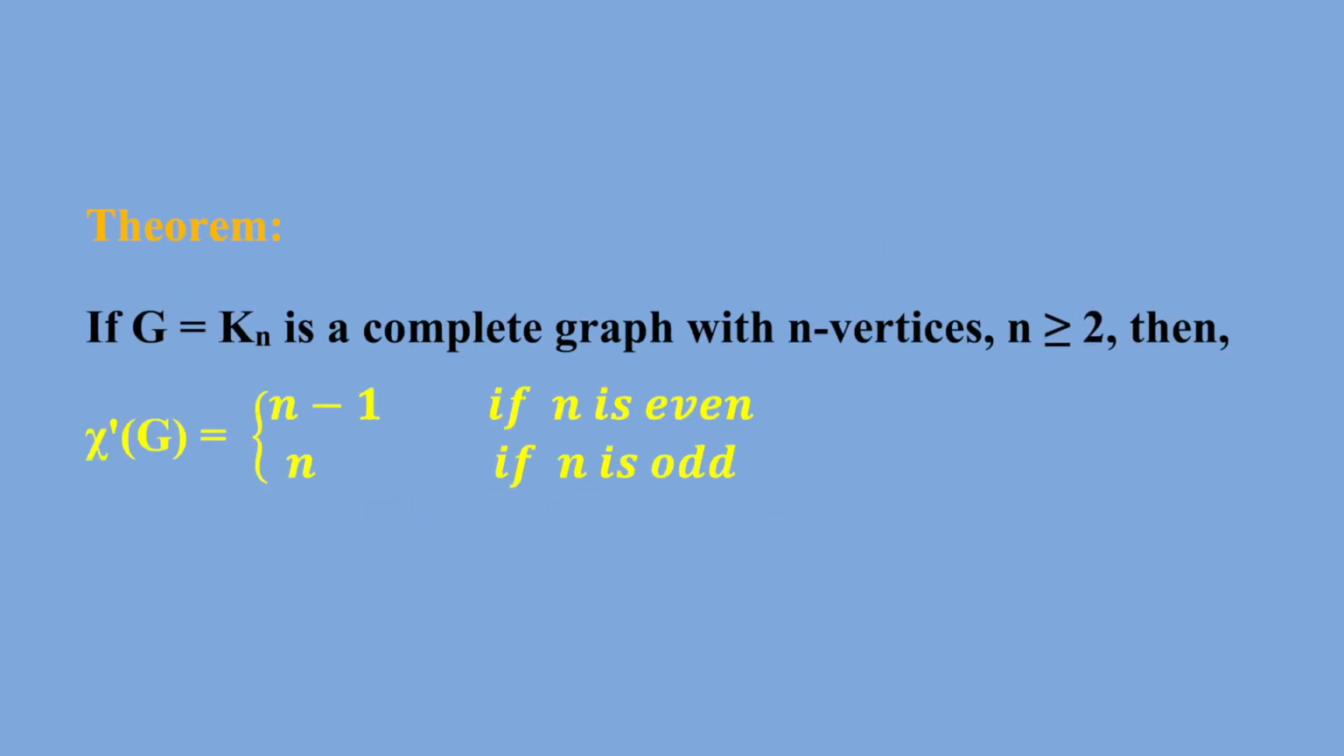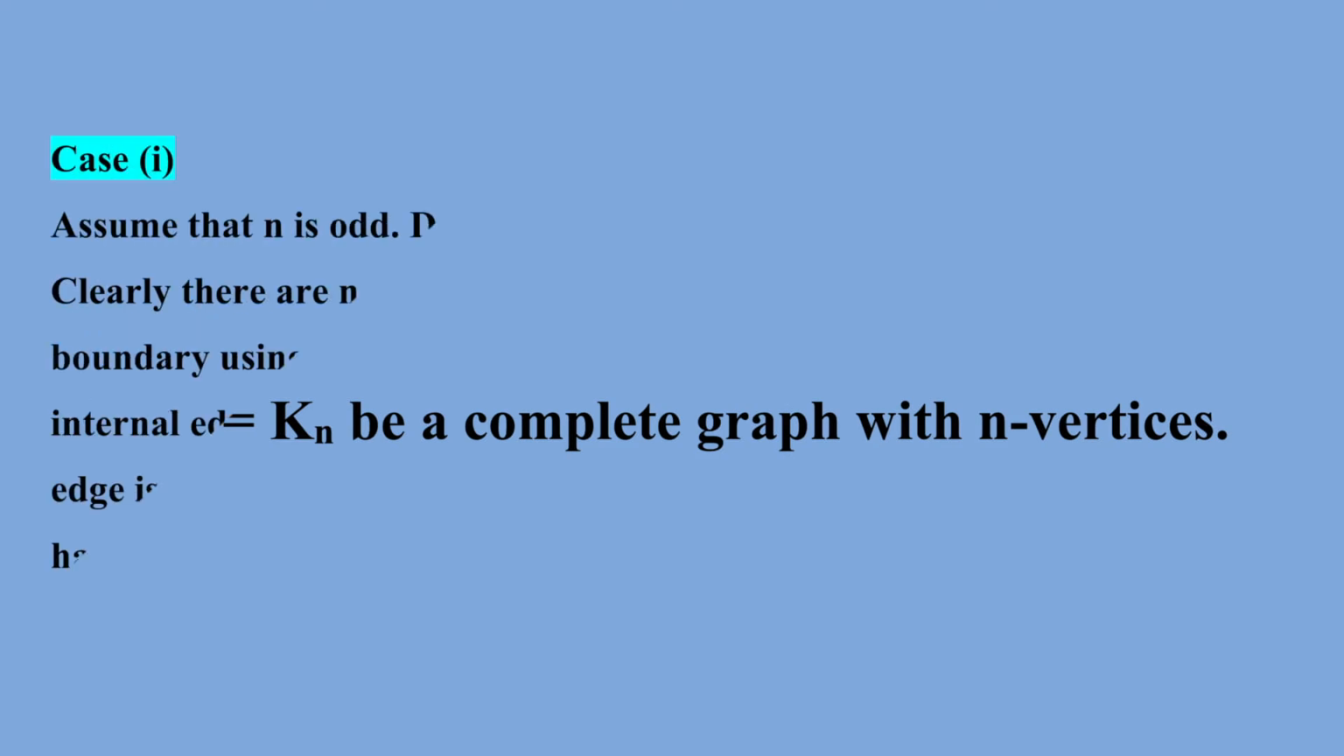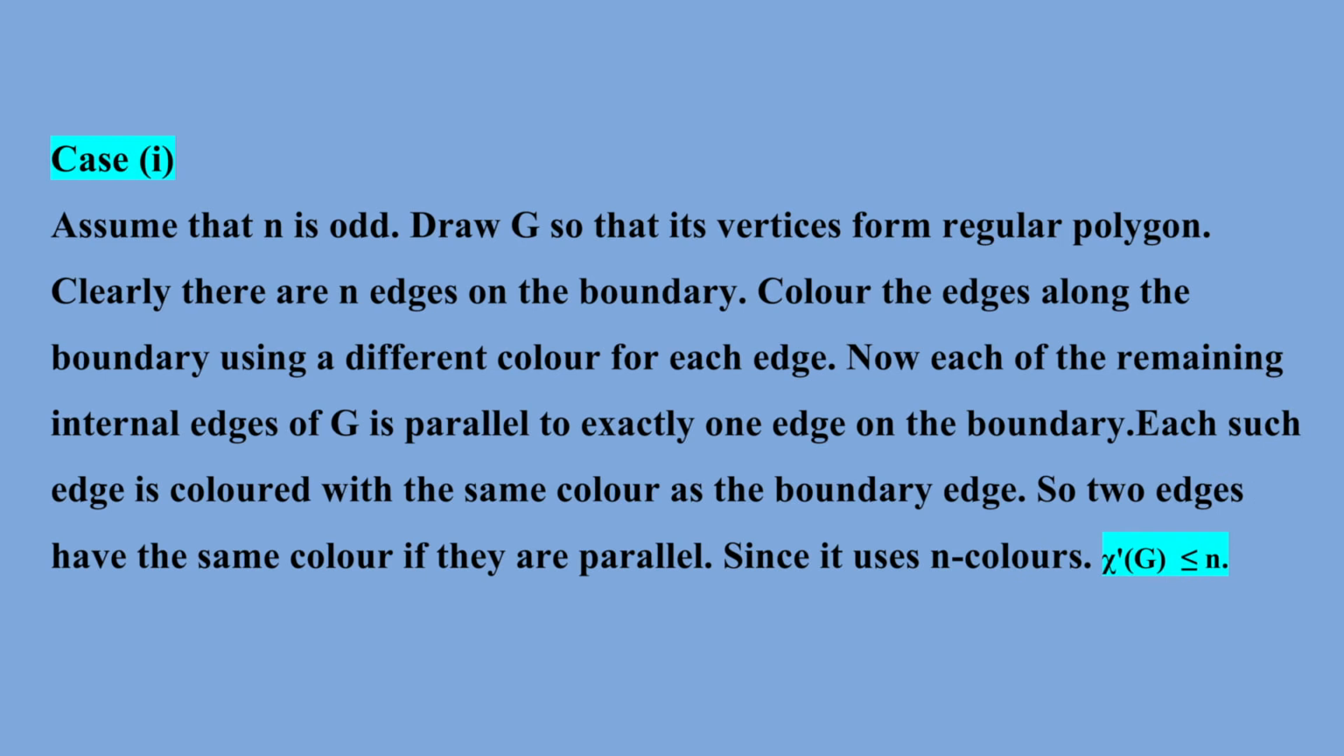Let's see another theorem. If G equal to Kn is a complete graph with n vertices where n is greater than or equal to 2, then chi dash of G is equal to n minus 1 if n is even and is equal to n if n is odd. Let's see the proof now. I am going to take a complete graph Kn with n vertices. The first case, I am going to assume n is odd. So, in that case draw G so that its vertices form a regular polygon.